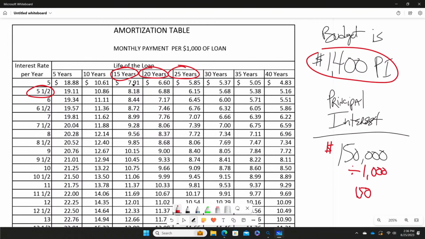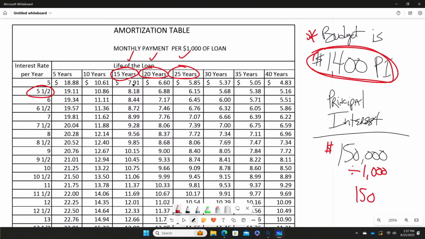And we get 150. Now, again, please keep in mind, I'm just trying to give you a heads up that there was a question that gave you a buyer's budget, gave you the number of that budget that they did not want to go over, and they gave you some other information, and you had to choose, should they do a 15, 20, or 25 year, or it could have been because they gave you the interest rate.